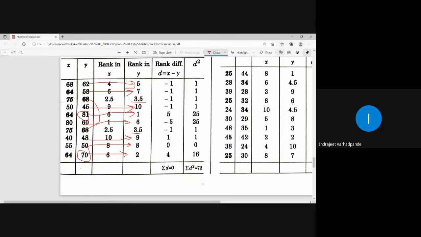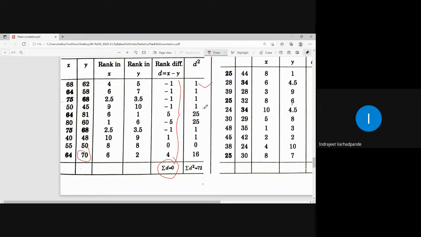Once this ranking is done, you can easily find out the difference between the ranks xi and yi. 4 minus 5 is minus 1, 6 minus 7 is minus 1, 2.5 minus 3.5 is minus 1, 9 minus 10 is minus 1, 6 minus 1 is 5, 1 minus 6 is minus 5, 2.5 minus 3.5 is minus 1. Take the addition. Summation d will always be 0. That means our calculations are correct.